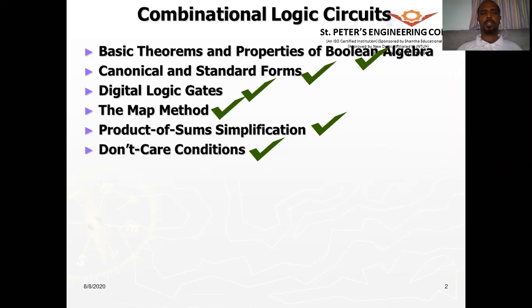So far, we have looked into the basic theorems associated with Boolean algebra, and we have also looked into the properties and axioms in Boolean algebra, and we have simplified some Boolean expressions using those theorems and axioms. Next, we looked into how we can represent a Boolean function in terms of the canonical forms, that is in terms of the max terms and min terms. And we have also looked into the standard forms, that is the standard product and standard sum forms.